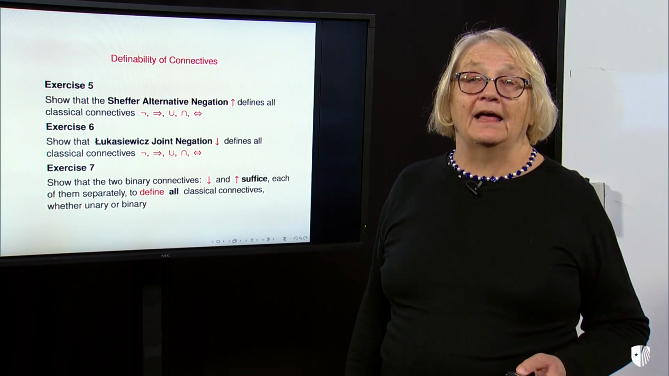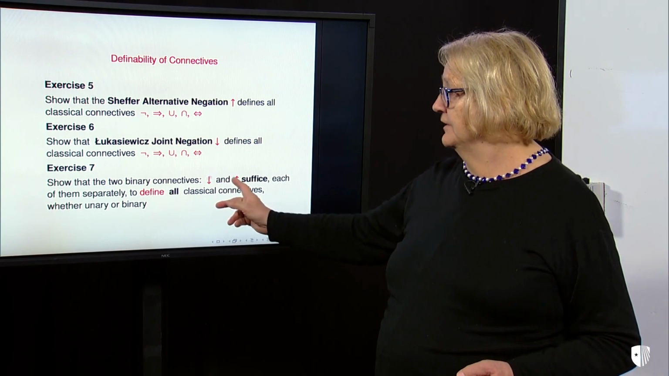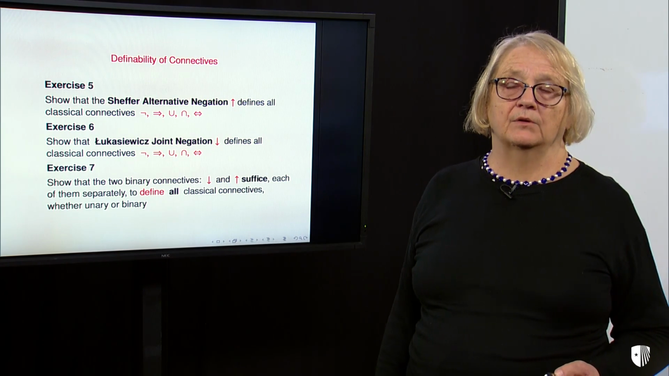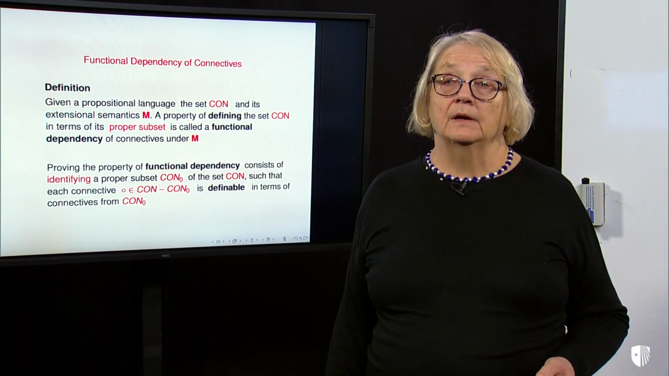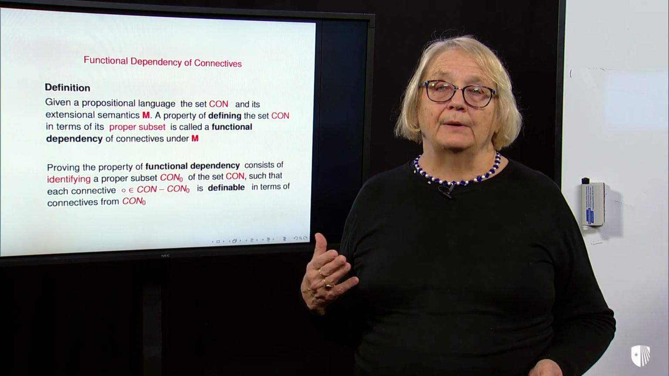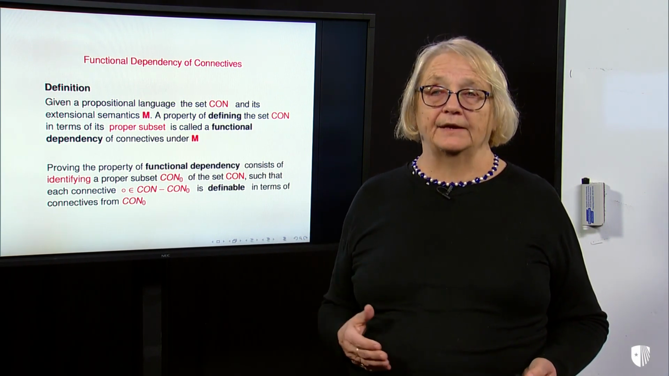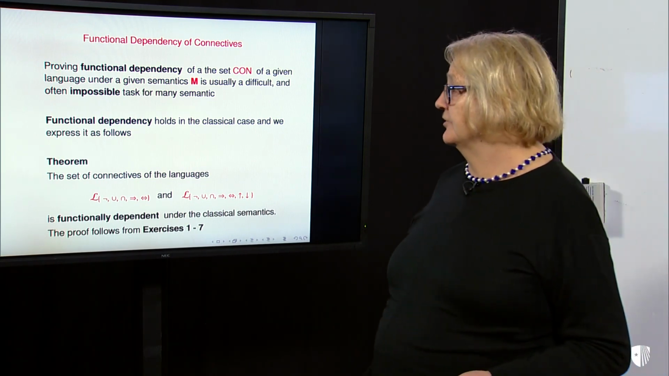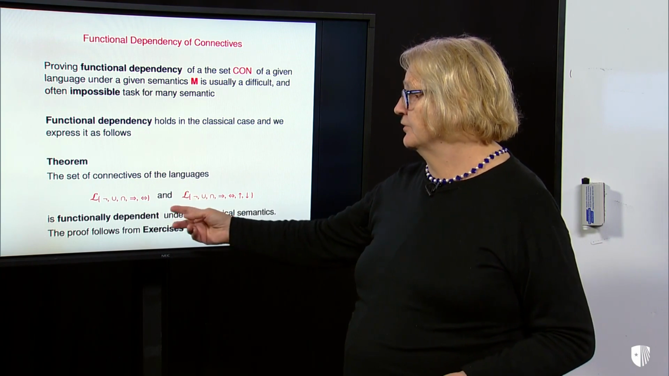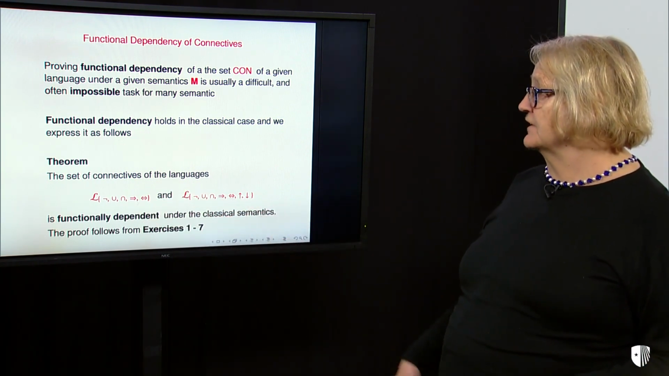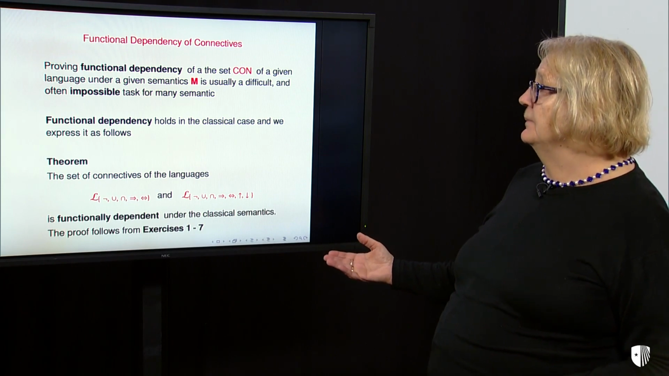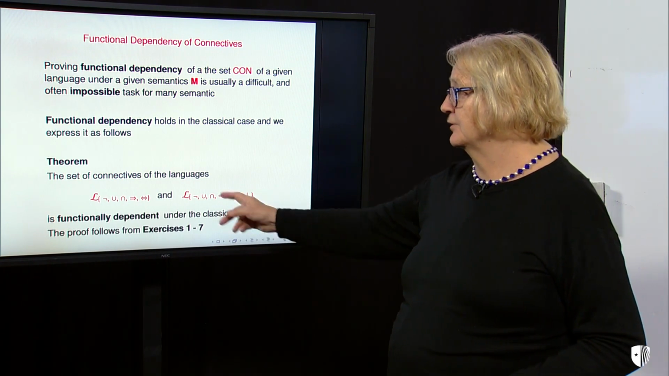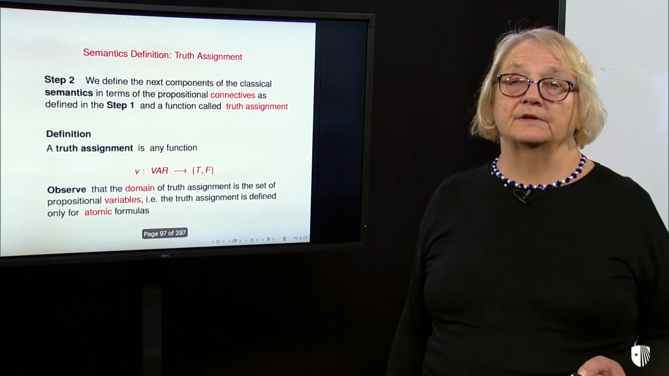Show that the two binary connectives, this and that, each define all classical connectives, whether unary or binary. And also we talk about the functional dependency of connectives. In the classical case, the set of connectives of those languages is functionally dependent, because we can express one in terms of the other. You can express all other connectives in terms of the others.